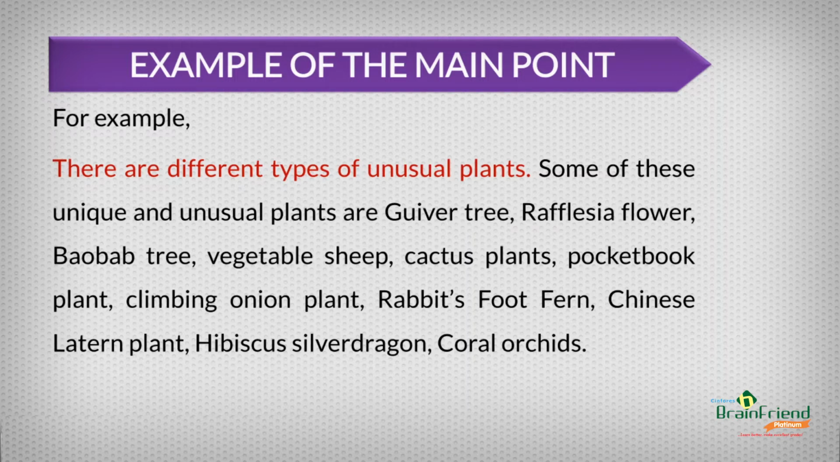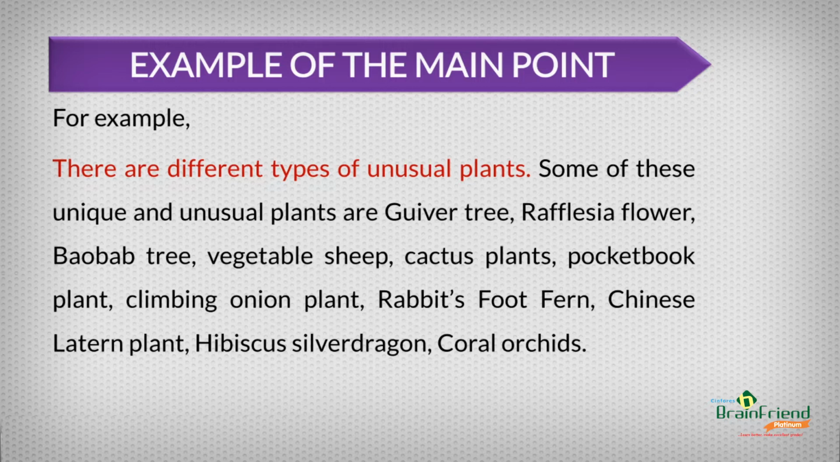Now that we know what a main point of a paragraph is, let's take a look at an example of a paragraph and find out the main point. There are different types of unusual plants. Some of these unique and unusual plants are guava tree, rafflesia flower, baobab tree, vegetable sheep, cactus plants, pocketbook plants, climbing onion plants, rabbit's foot fern, Chinese lantern plant, hibiscus silver dragon, coral orchids.